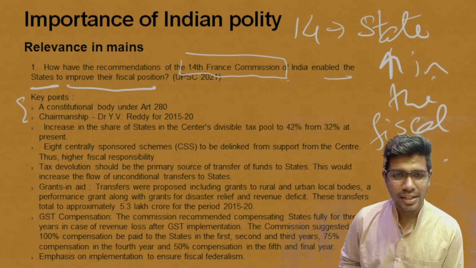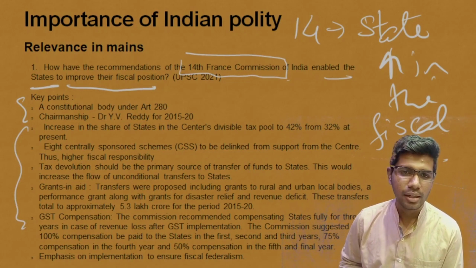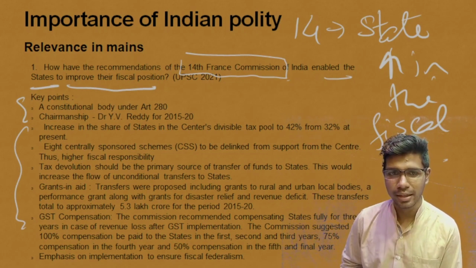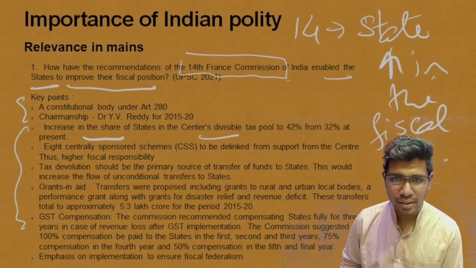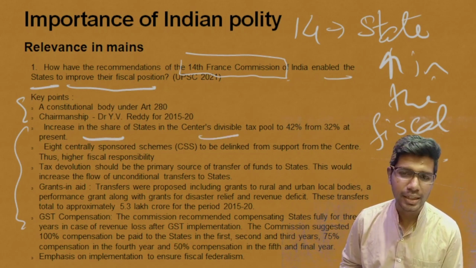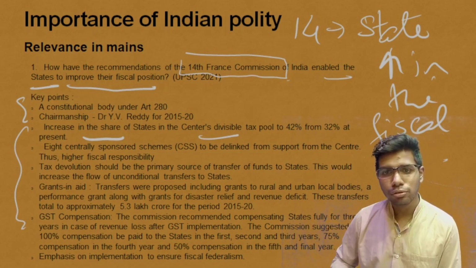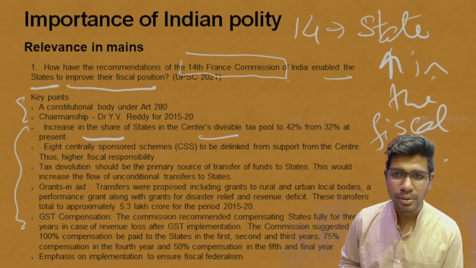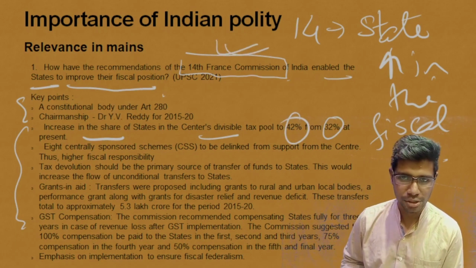So in the body section, all these facts are from the newspapers, from the Economic Survey, from the Finance Commission reports. Such facts have been amalgamated and you have to add them. Here, the first point you write is the increased share of states in the center's divisible tax pool. Basically, whatever tax is collected by the center is also sometimes given back to the states for their spending, and that has been increased from 32% to 42% in this particular Finance Commission.